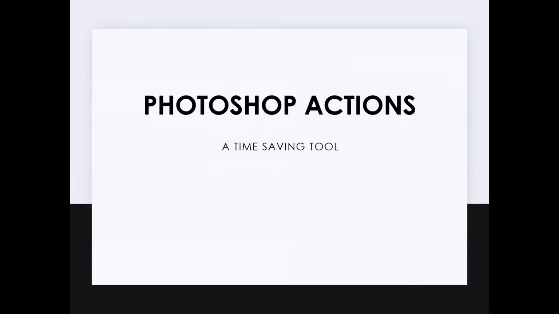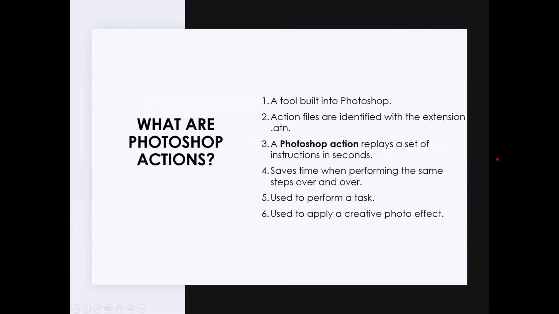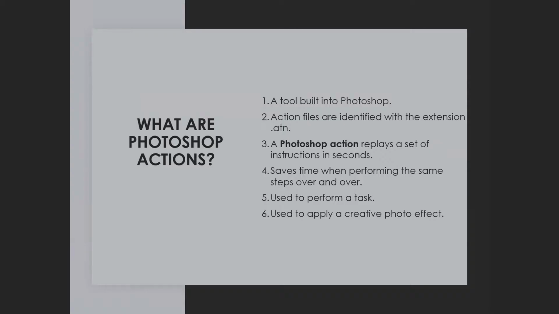And I think of actions similar to macros in Excel, kind of the same thing if you've ever done anything in Excel. It's a tool that's built into Photoshop along with a lot of the other things like your brushes, your shapes, and different things like that. And they're identified with the extension of ATN. So if you see a file with ATN on it, that means it's a Photoshop action file.